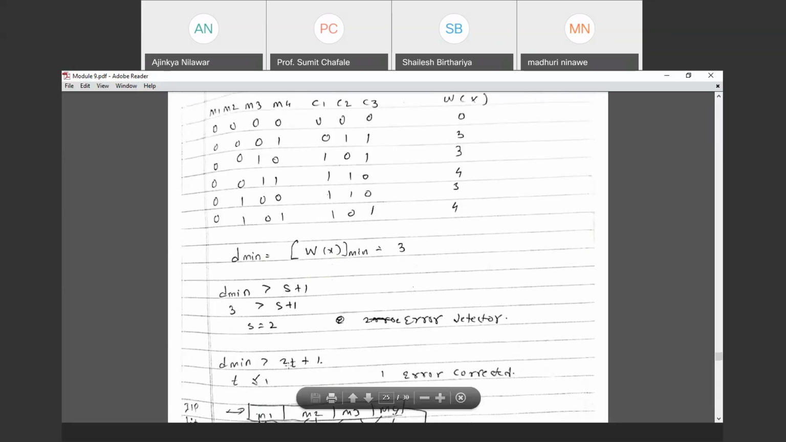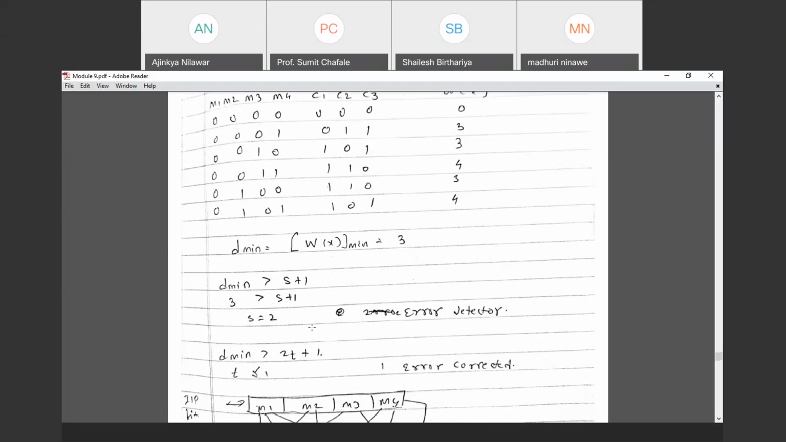And minimum distance is 2t plus 1, that means the minimum distance we have is 3, so 3 minus 1 is 2, and 2 by 2 will become 1. That means how many errors corrected? 1 error gets corrected. So with the help of this kind of codes, we can calculate how many errors are corrected and how many errors are detected. So these are some examples related to error calculation whenever we are doing the analysis as far as data involved or data sets are given, right?